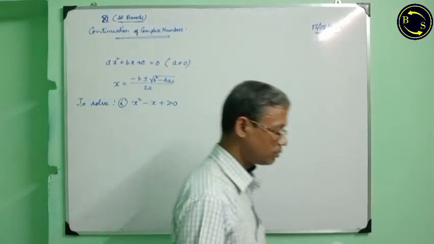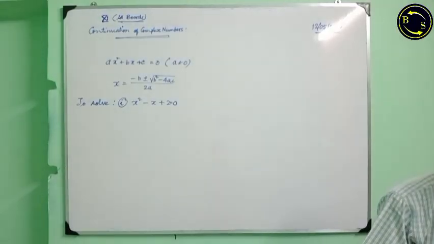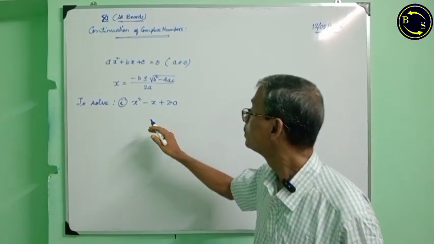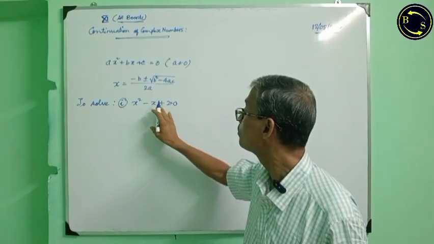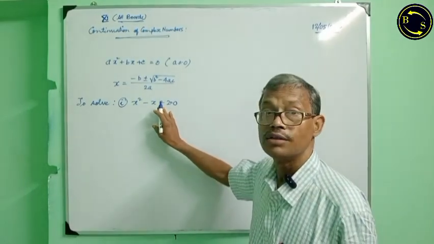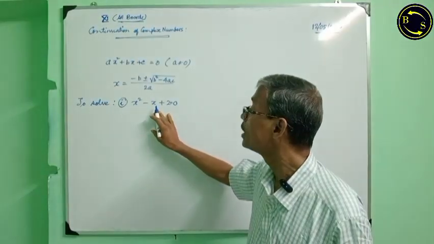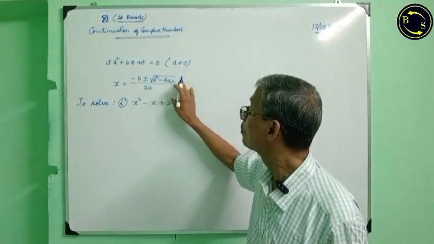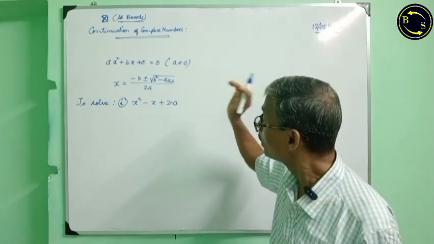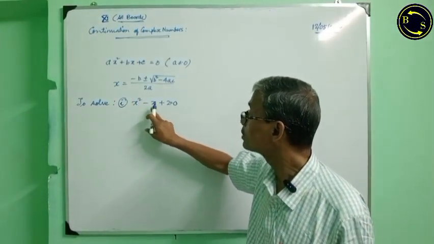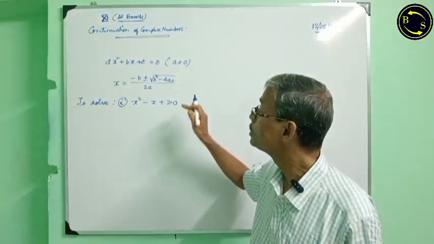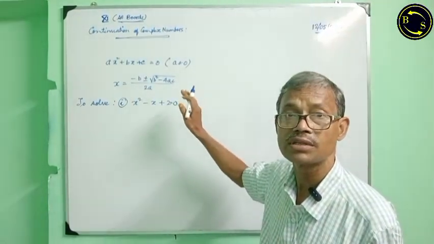x square minus x plus 2 is equal to 0. Now first we note that the expression x square minus x plus 2 cannot be resolved into factors. That is why we have to use here the Sridharacharya formula directly. Also we can express the x square and x terms as a perfect square and proceed. But we shall apply here directly the Sridharacharya formula.